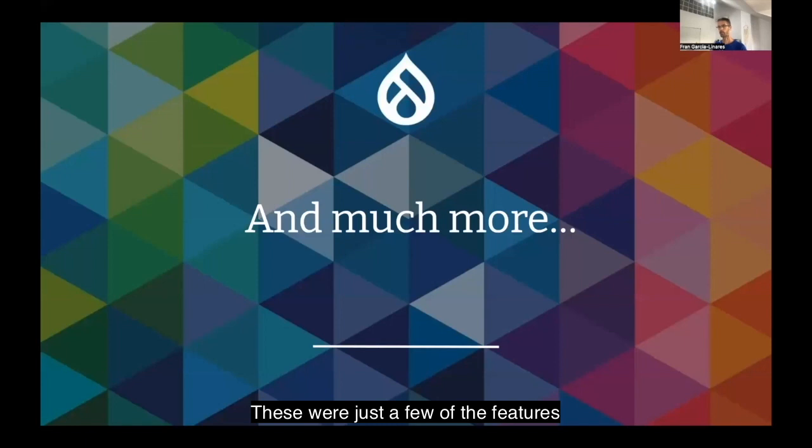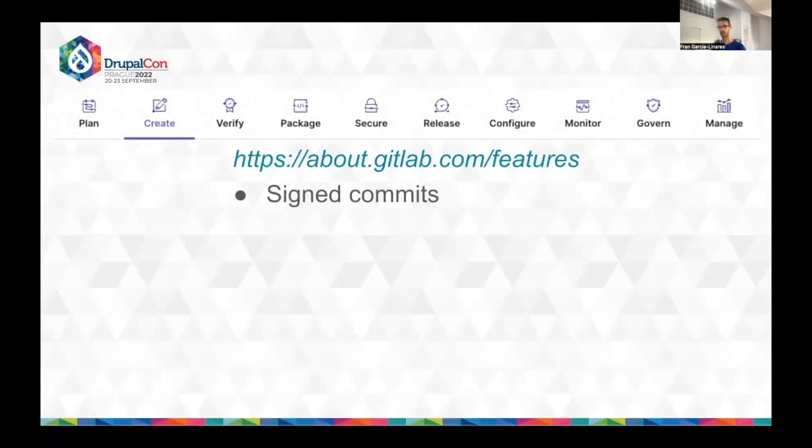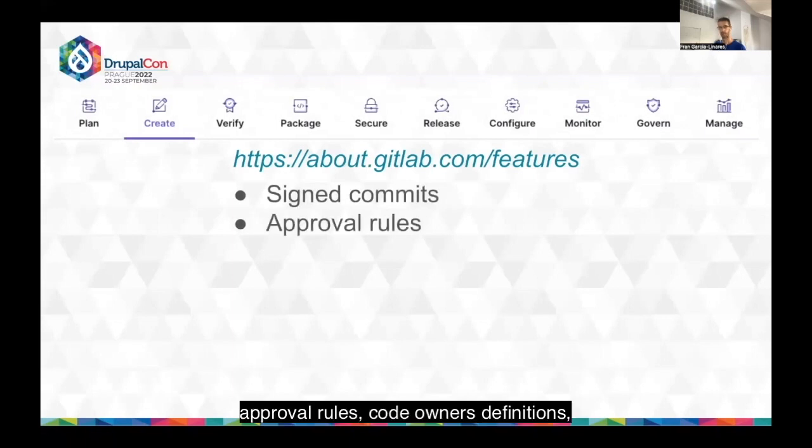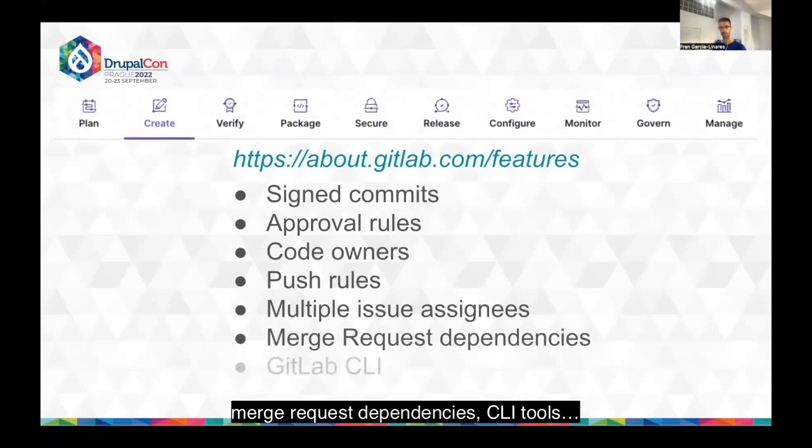These were just a few of the features we wanted to highlight, but there are many more that we will all benefit from. In addition to all of the above, we'll also have commit signing, approval rules, code owners definitions, push rules, multi-user assignment, merge request dependencies, CLI tools, and any new features added to the GitLab platform that might help us accelerate innovation in the future.